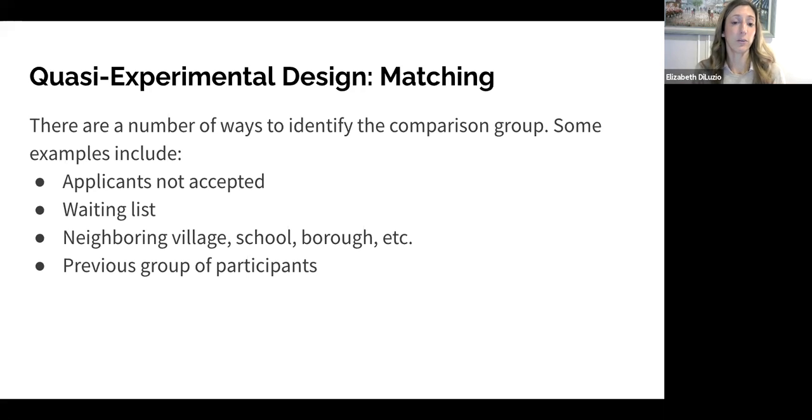And then similarly, you can look at a previous group of participants and compare them to current ones and do that matching as well. It really just depends on what design makes the most sense for the program that you're trying to evaluate. There's no one that's better than the other. It's only better than the other when it comes to the question that you're asking and the population you're looking at.